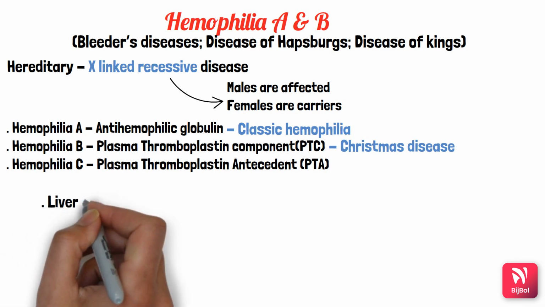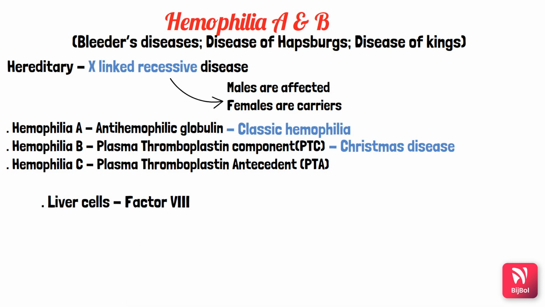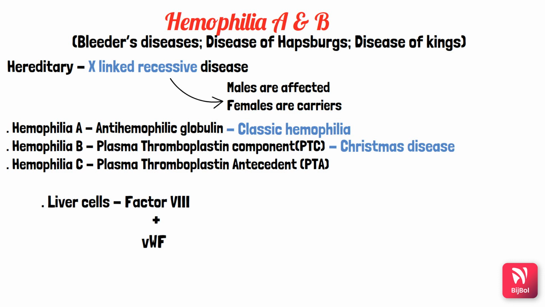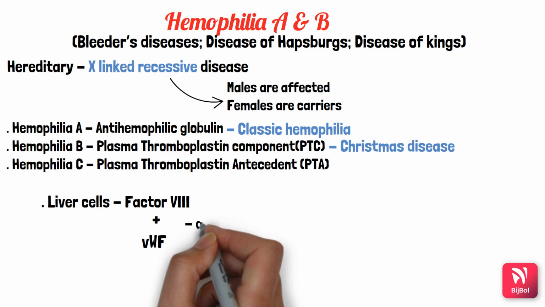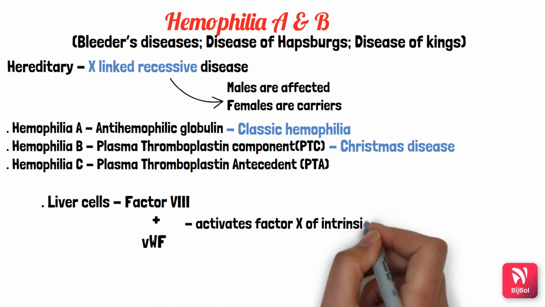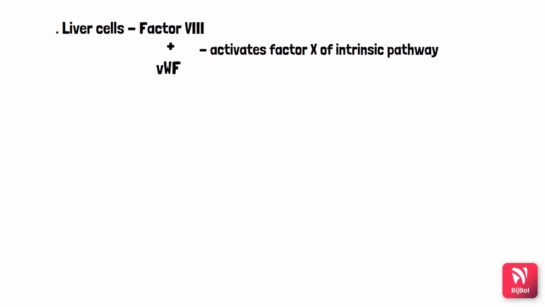So what happens in hemophilia A is that usually the liver cells or hepatic parenchymal cells synthesize factor 8. This factor 8, along with von Willebrand factor, helps in activation of factor 10 in the intrinsic clotting pathway. So any defect or deficiency of factor 8 results in defective activation of factor 10, resulting in a defective clotting mechanism.